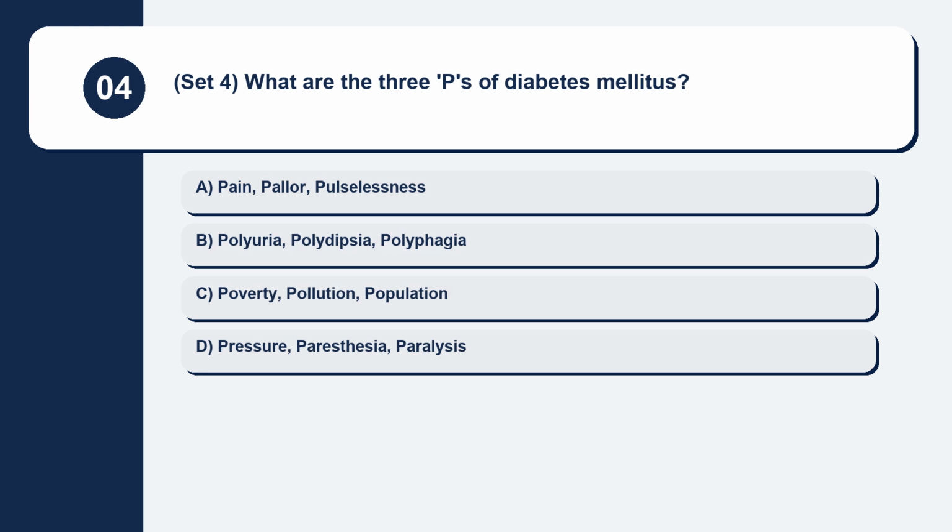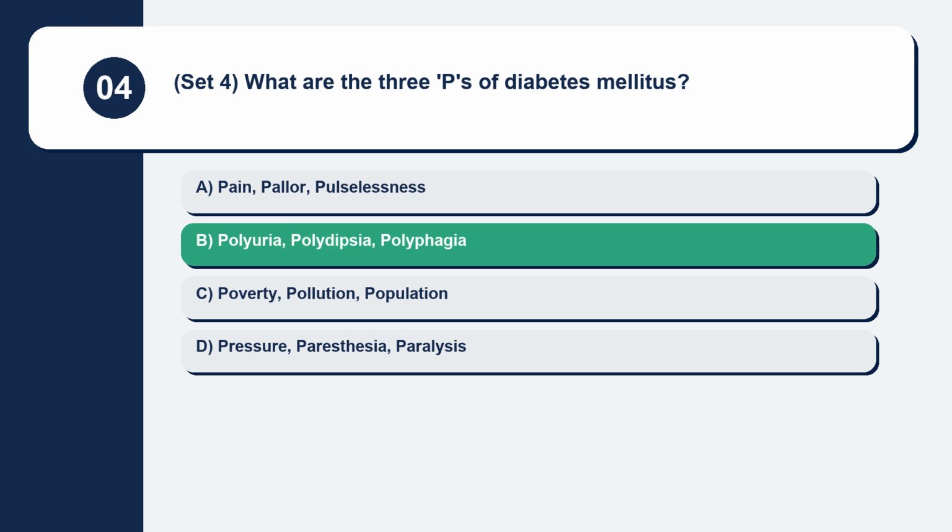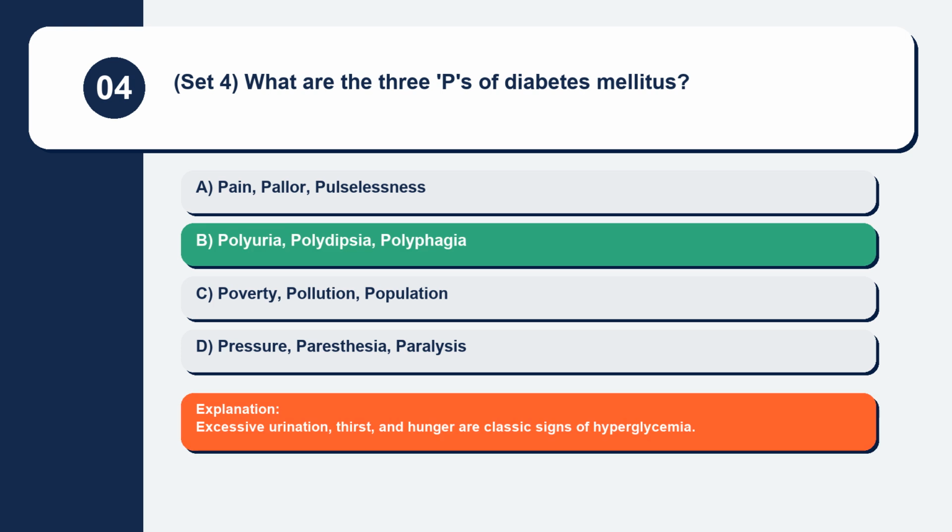Question 4. Set 4. What are the 3 P's of diabetes mellitus? Pain, pallor, pulselessness, polyuria, polydipsia, polyphagia, poverty, pollution, population, pressure, paresthesia, paralysis. Excessive urination, thirst, and hunger are classic signs of hyperglycemia.